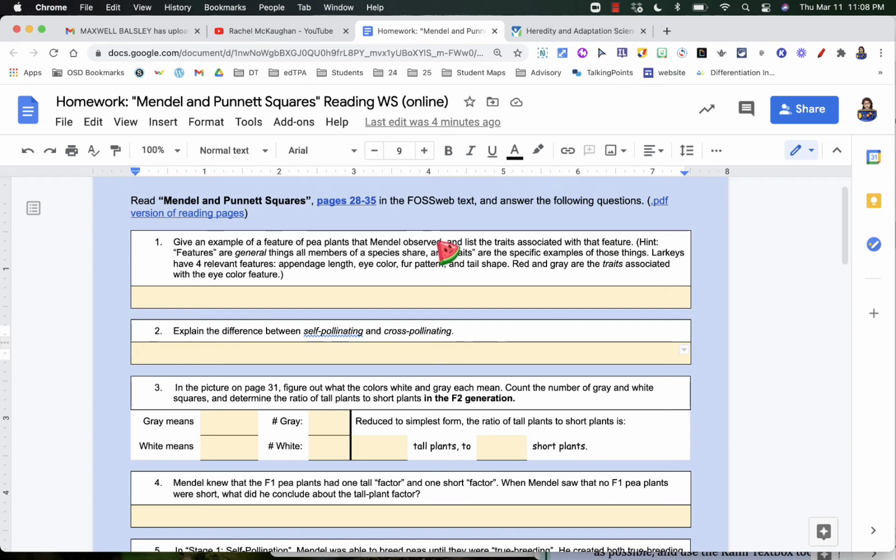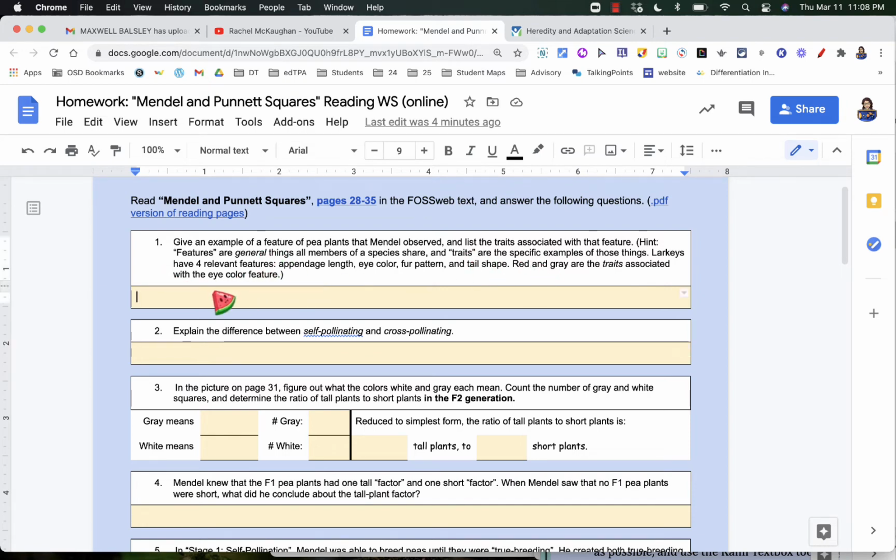Okay, we're going to do another reading about Mendel and Punnett squares. Give an example of a feature of pea plants that Mendel observed and list the traits associated with that feature. Hint: features are general things all members of a species share, and traits are the specific examples of those things. Larkies have 4 relevant features: appendage length, eye color, fur pattern, and tail shape. Red and gray eyes are the traits associated with the eye color feature.